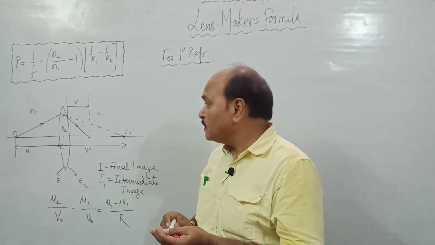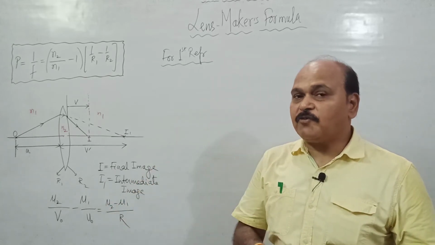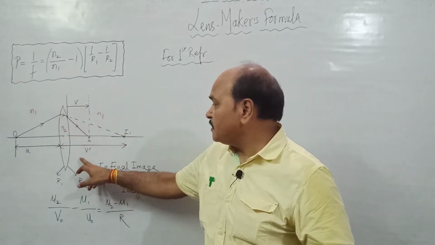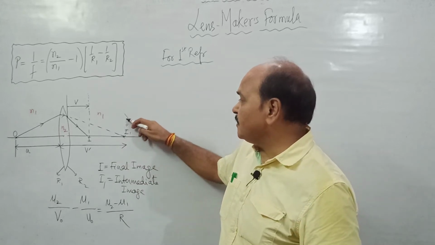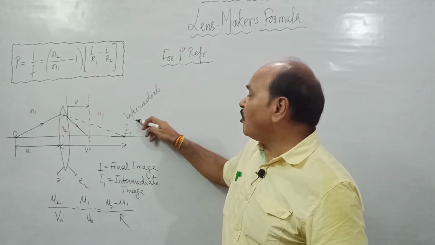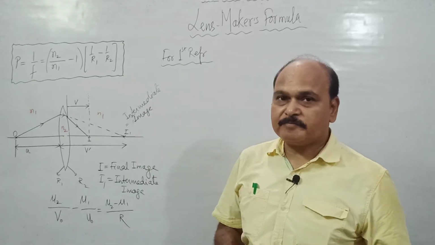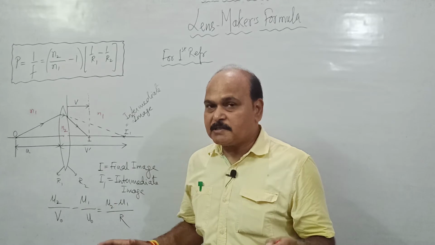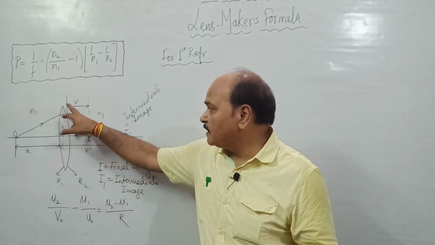And we already know, children, that for the second refraction, the object is always the image formed by the previous refraction. So for the second refraction, which takes place across this second surface, this I dash, which is the intermediate image, behaves as the object. So we are going to use the formula of refraction twice, once for the first refraction and then for the second refraction.